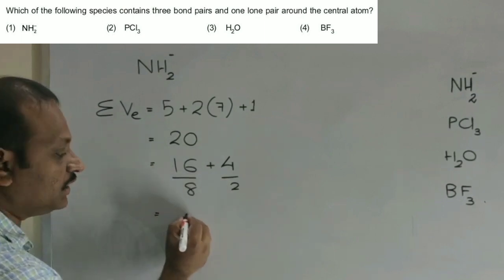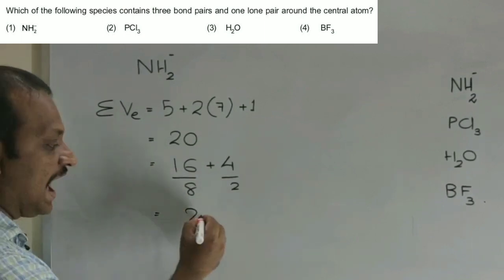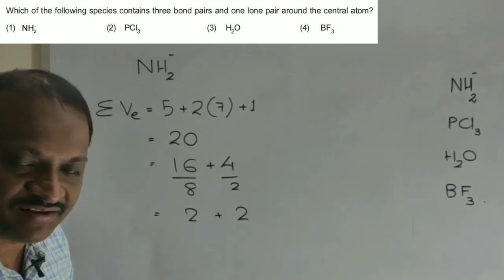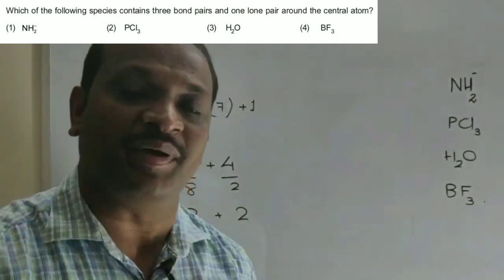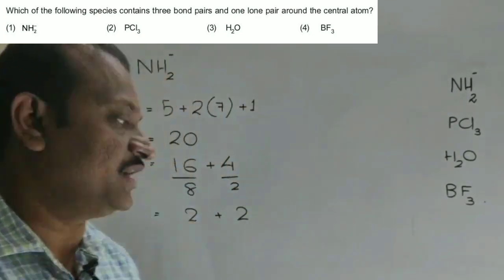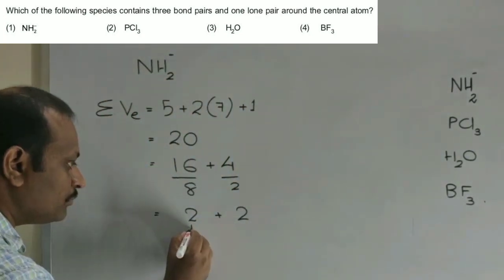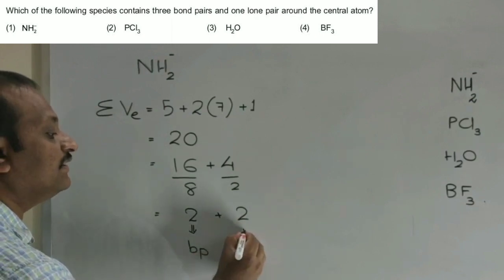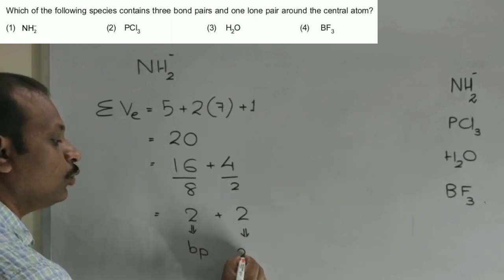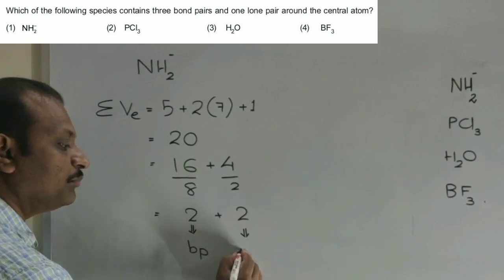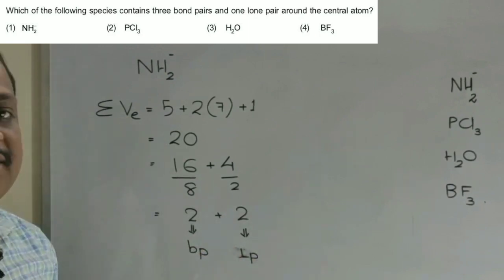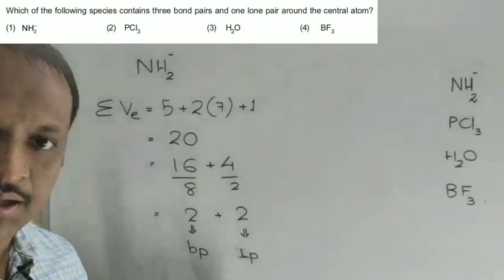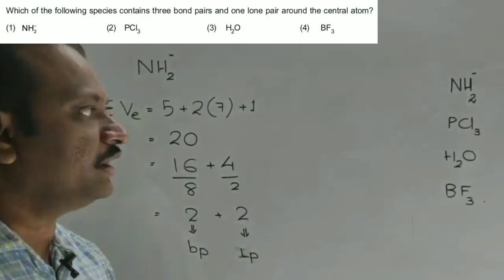Now you have to divide 16 by 8 and 4 by 2. What number do you get here? You get 2 here, and the next also you get 2, which means we have 2 bond pairs and 2 lone pairs. The first 2 means 2 bond pairs. Similarly, the second 2 means 2 lone pairs. So that's how we calculated the lone pairs and bond pairs here. Similarly, let's try the same method in the next compound.